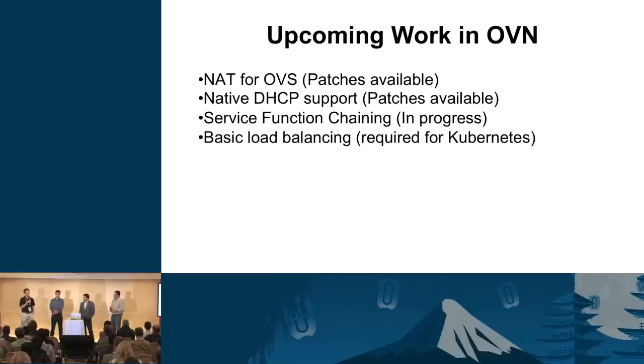As Russell mentioned, native DHCP support is on its way. Patches have been posted, and there's been a start on review there. We've started to think a lot about service function chaining. It seems like it may not actually be that difficult to get it in, and there is some work in progress on that. I don't believe any of that's been posted yet, but I assume that will happen fairly soon.